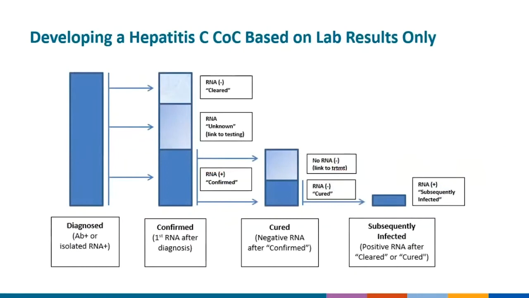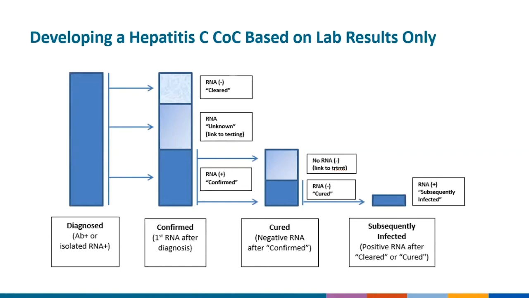Next. Because most surveillance systems don't contain pharmacy data, or if they do, they're not readily merged with lab result data, we looked at developing continuums of care based on laboratory results only, of which several states and city jurisdictions are leading the way. The hepatitis C continuum of care here, which begins with individuals known to be Hep C antibody positive, which indicates a history of either past or present Hep C infection, relies solely on receiving the following Hep C lab results. That would be Hep C antibody positive results, as well as Hep C RNA results, both positive and negative.